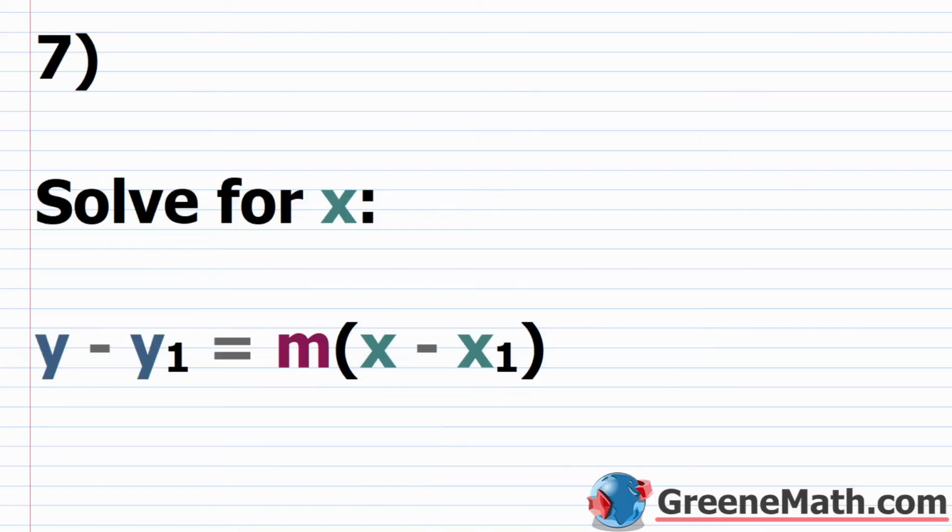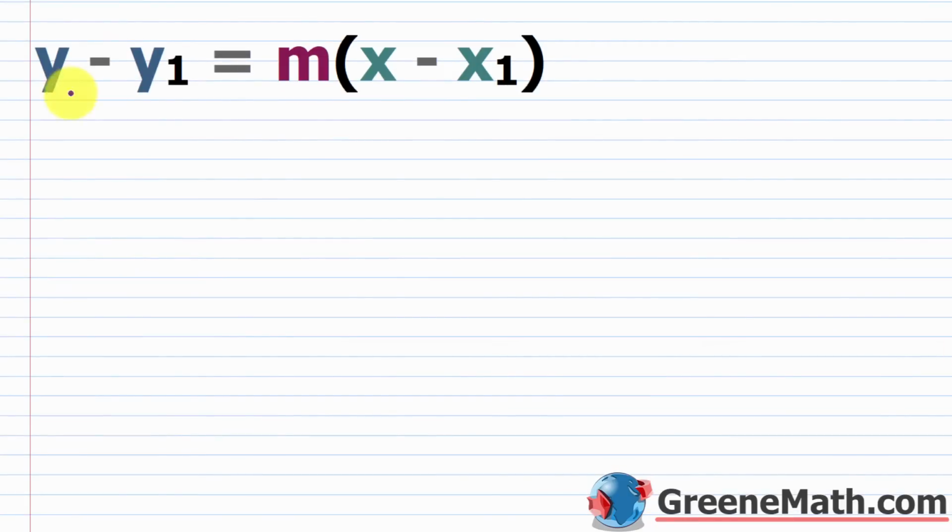All right, let's take a look at problem number 7. We're asked to solve for x. Let's slide down here for a moment. We have y minus y sub 1 is equal to m times the quantity x minus x sub 1.